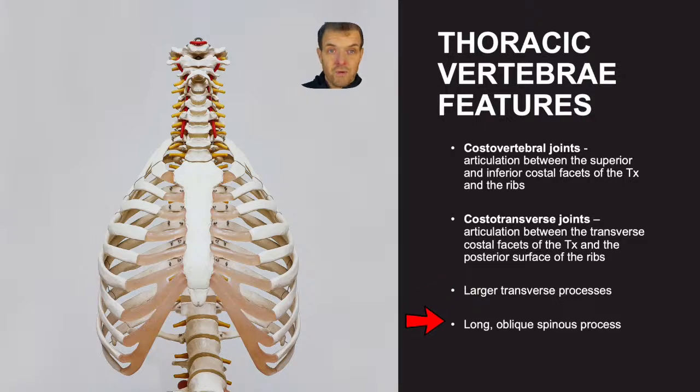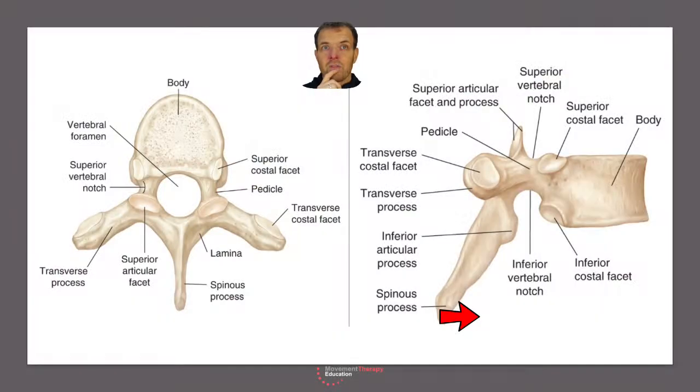In the thoracic spine, there is a larger transverse process than there is in the lumbars. And there's a long oblique spinous process, so it's like a witch's nose, points downwards. So we'll have a look at that. Here we go. So here's your long spinous process, just here.